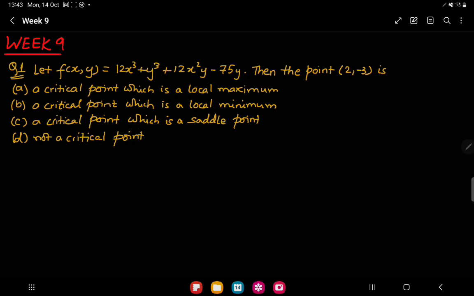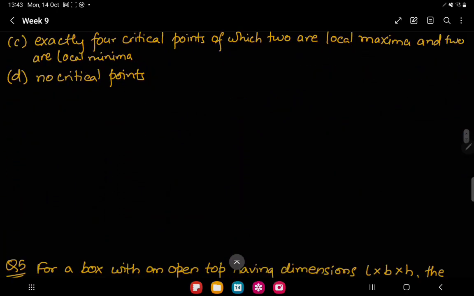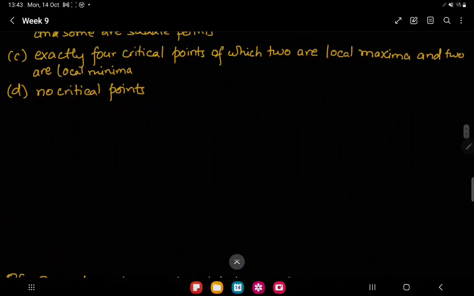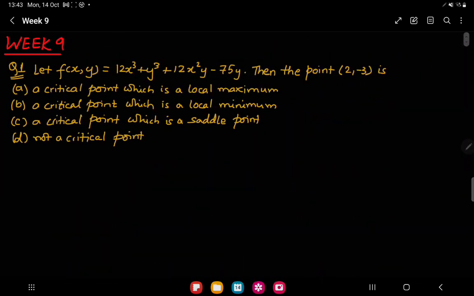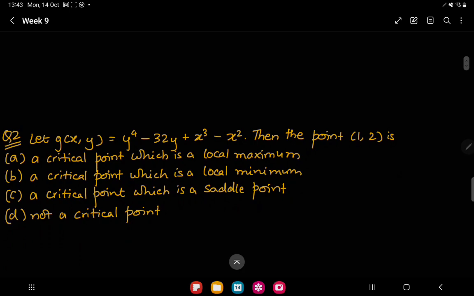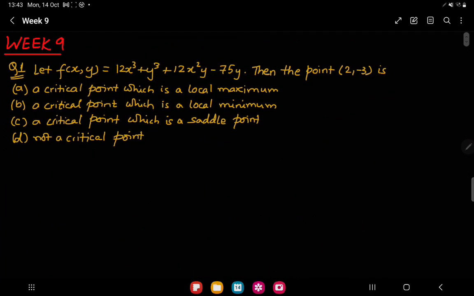Question number 1. Here these questions are for functions of more than one variable. Up until now we have seen functions of a single variable. Here we will have more than one variable, which is 2 variables to be precise in this case, x and y. So just a few questions on multivariate functions and then we will revise.